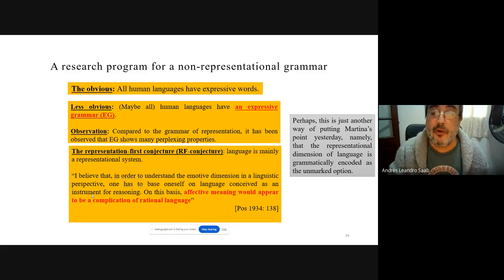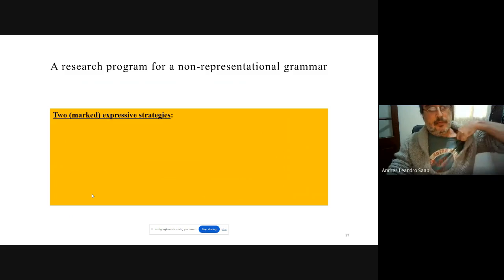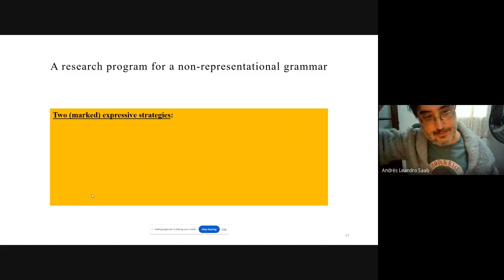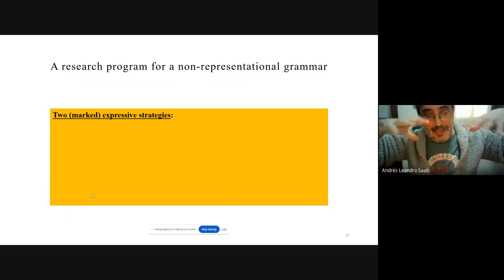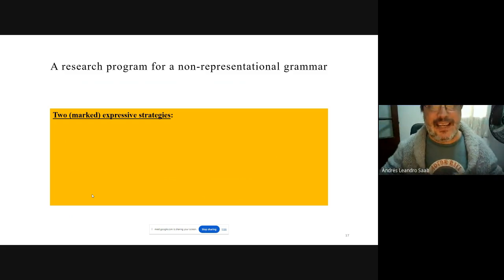And perhaps this connects with Martina's talk yesterday, in the sense that this is just another way of putting Martina's point, namely that the representational dimension of language is grammatically encoded as the unmarked option. Okay, so she talked a lot about ways to mark the unmarked option by modality, evidentiality, and so on. But when you look at expressive language, you see that the markedness is still more radical. That's part of the point today, okay? So I will not talk today about syllabic inversion or phonetics, but I will talk about two marked expressive strategies at the level of syntax, okay?